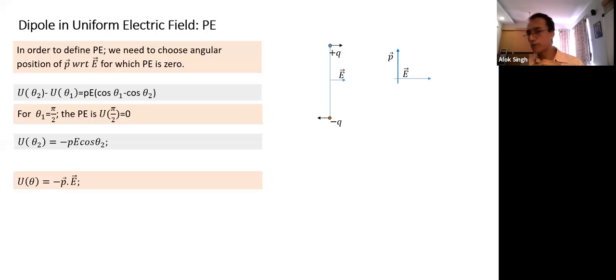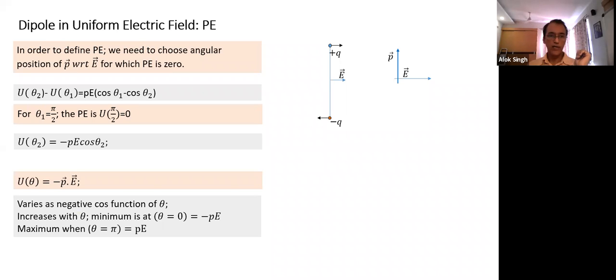The reason potential energy keeps on increasing is that work done by torque is always negative. As you keep rotating, torque is always acting in the opposite direction. This expression for potential energy has a negative cos function of theta. So if you remember how the cos function looks, it will look like a minus cos function: maximum when theta is equal to pi, with value P; minimum value is minus P; and when it becomes perpendicular, it becomes 0.